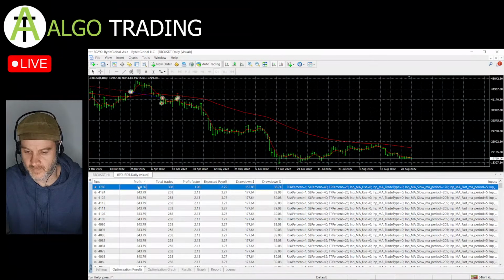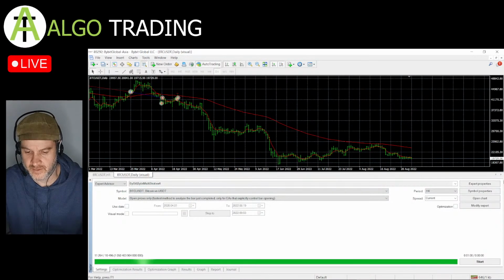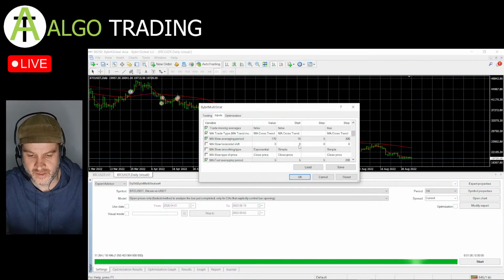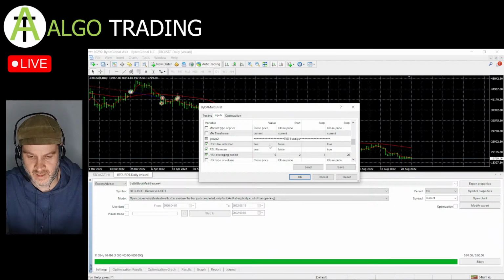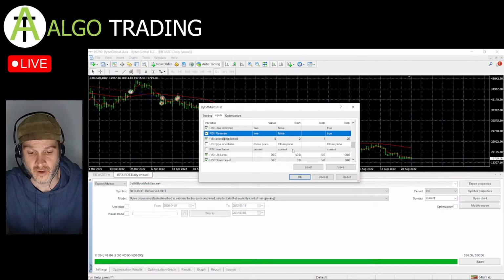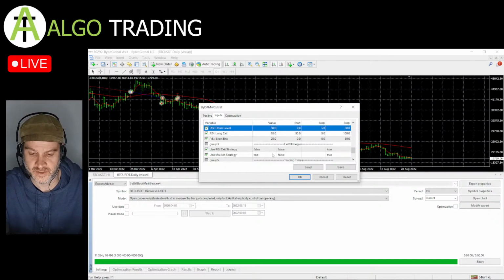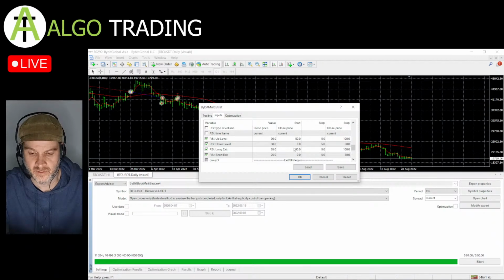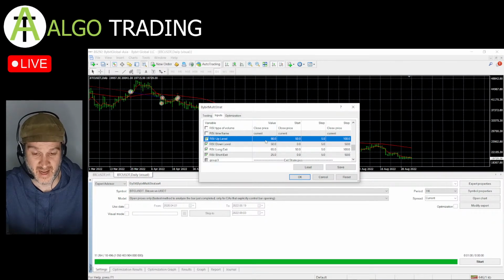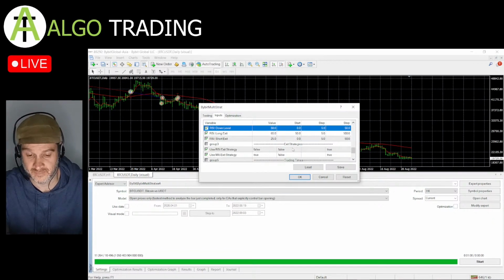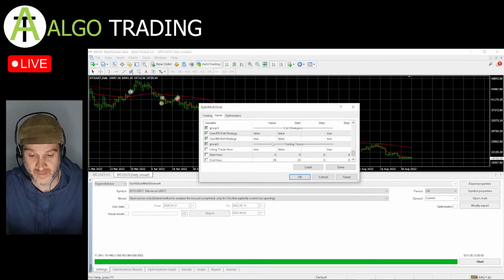Okay, so let's look here. Let's set input parameters. Let's go see what it's doing. So it's not using moving average. It is using a trend following system on the RSI, 9 period. So the RSI up level is 90. RSI down level is 50. Okay, so when it crosses above 90, it buys, and when it crosses below 50, it sells, which doesn't really make much sense.